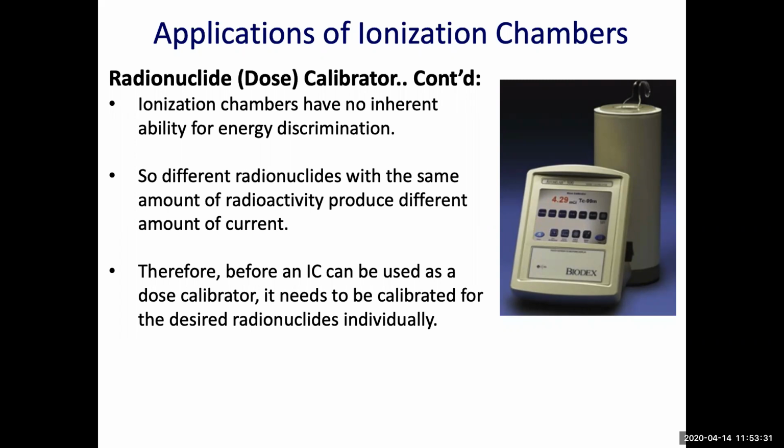You select the radionuclide before you measure. If you have iodine-131, you select iodine-131 in the dose calibrator, then you measure it. Because different energy gives a different response and a different reading. It's already calibrated by the manufacturer. That's why you need to select the proper radionuclide before measuring.